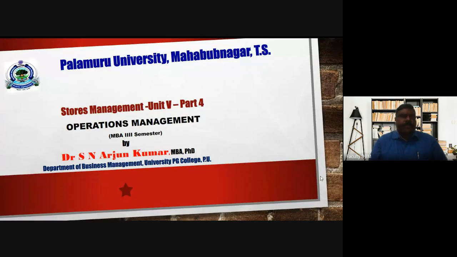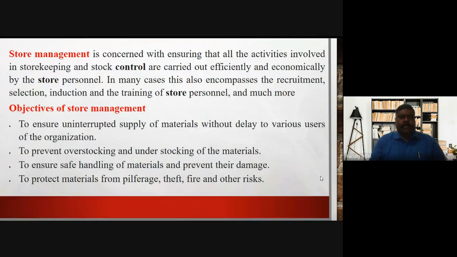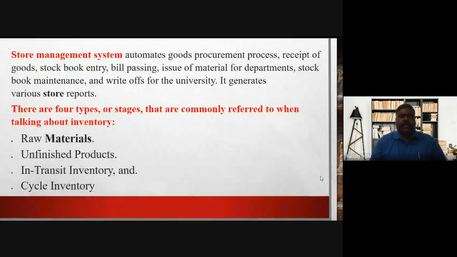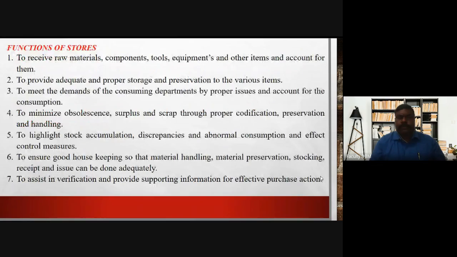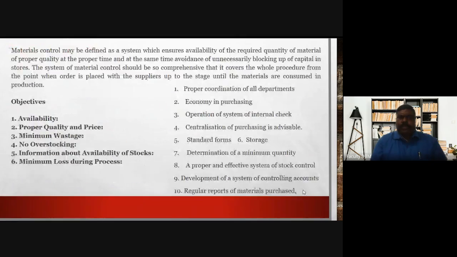So yesterday we have seen about stores management, objectives of stores management and stores management system. We have seen there are 4 types of materials normally we are going to handle. That is the raw materials, unfinished goods, and transit inventory and cycle inventory and functions of stores. We have seen, and today we are going to see the material management, that is materials controlling. How we are going to control these materials.